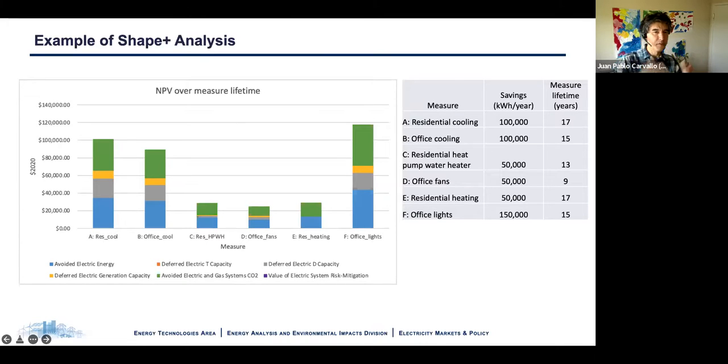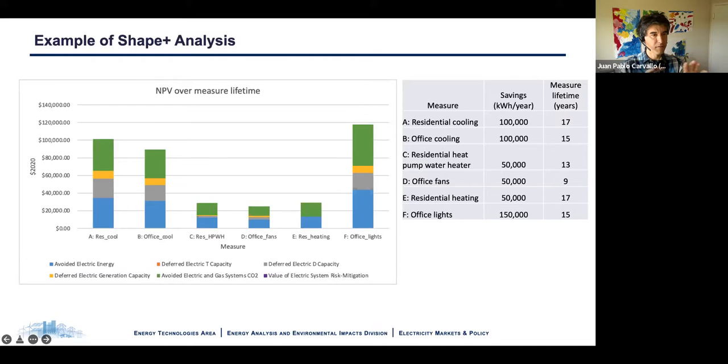And so it is, for example, expected that office lights that have 150 megawatt hour savings per year will be the ones that have the higher NPV. But it's interesting, for example, to compare against residential cooling all the way to the left that has a slightly smaller NPV, but it's also a measure that has 50% less magnitude of savings. So this is already telling us that the net present value, or the value of residential cooling, is probably higher on an equal basis. But even though this particular chart doesn't help us with that, this chart does help us to understand what are the main contributors of savings.